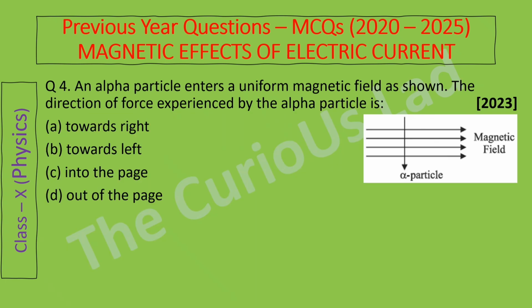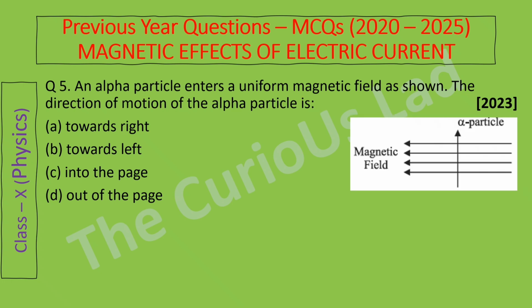Next question, fourth, which was asked in 2023. An alpha particle enters a uniform magnetic field as shown. The direction of force experienced by the alpha particle is option A, towards right, option B, towards left, option C, into the page, or option D, out of the page. And the correct answer is option D, out of the page.